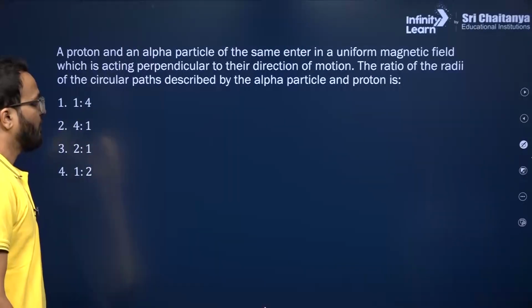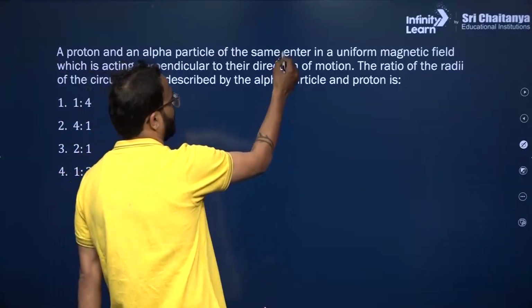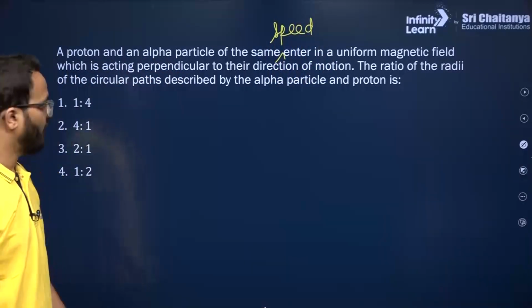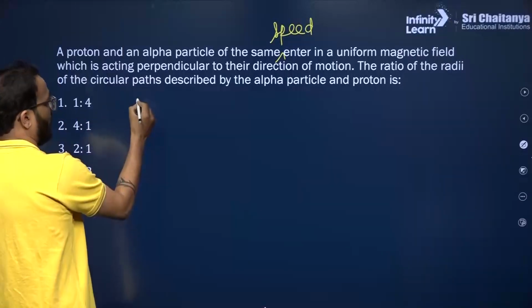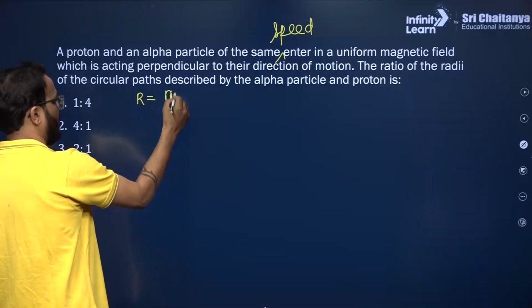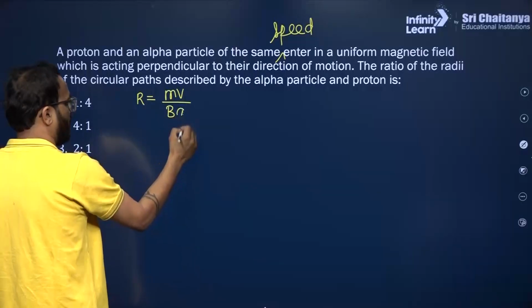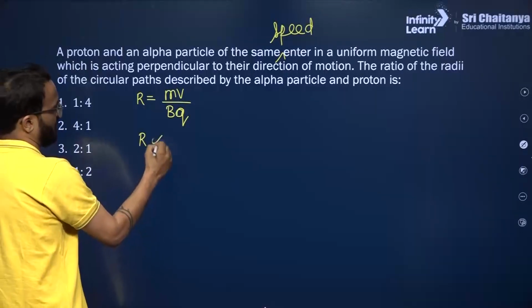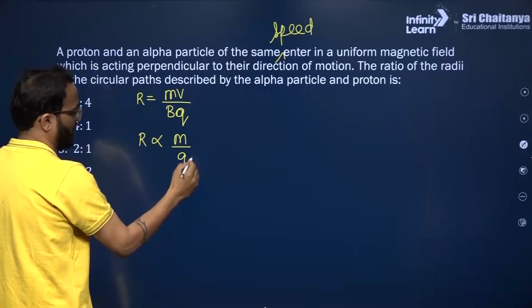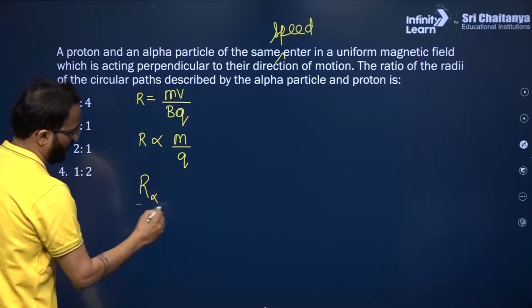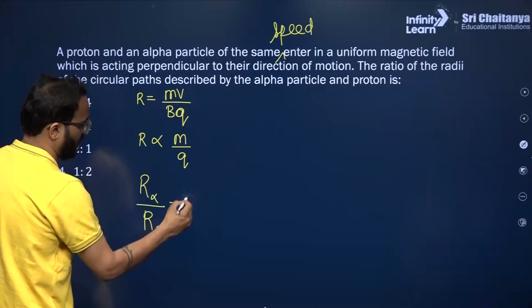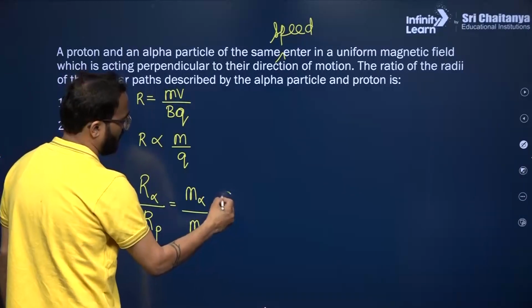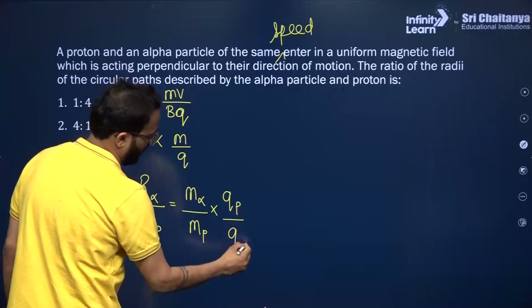Now a proton and alpha particle of the same speed enter in a uniform magnetic field. See, first of all, what is the formula for radius? It is mv by bq. So if speeds are same and they are entering in the same magnetic field, so you will say radius is directly proportional to mass upon charge. Okay, so radius of alpha particle upon radius of proton will be equals to mass of alpha particle upon mass of proton into charge of proton upon charge of alpha particle.